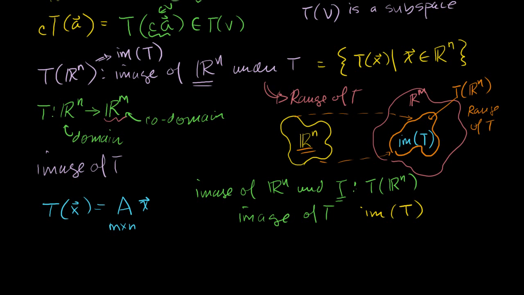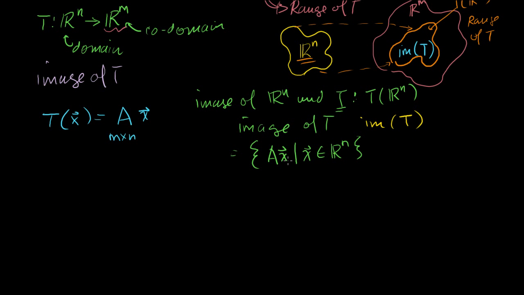Well, what are these equal to? This is equal to the set of all of the transformations of x. Well, all the transformations of x are going to be Ax, where x is a member of Rn. So x is going to be an n-tuple where each element just has to be a real number. So what is this? If I write my matrix A as just a bunch of column vectors, A1, A2, it's going to have n of these, right? Because it has n columns.